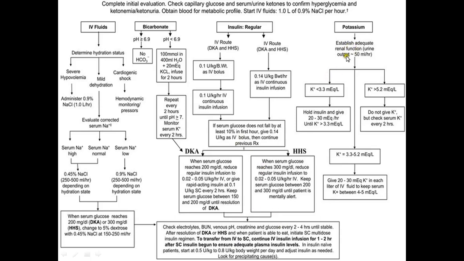Potassium: establish adequate renal function. Urine output should be more than or equivalent to 50 ml per hour. If potassium is less than 3.3, hold insulin and give 20 to 30 milliequivalent per hour until potassium is more than 3.3. If it is 3.3 to 5.2, give 20 to 30 milliequivalent potassium in each liter of IV fluid to keep serum potassium between 4 to 5 milliequivalent. So the fluid you're giving, you can give 20 to 30 milliequivalent of potassium in that.